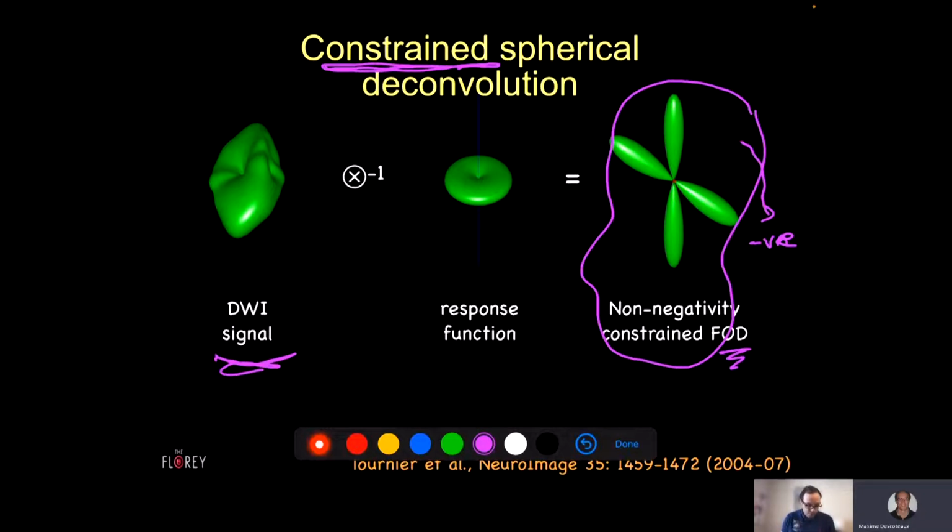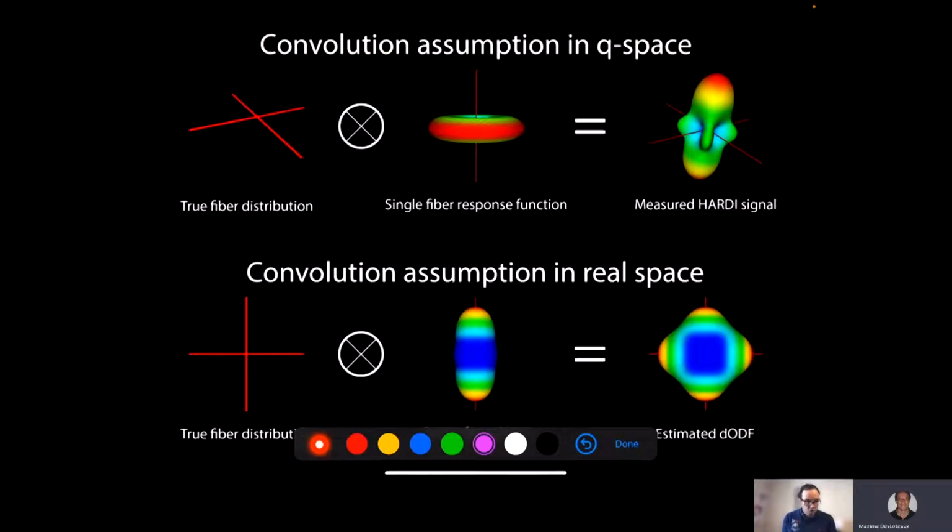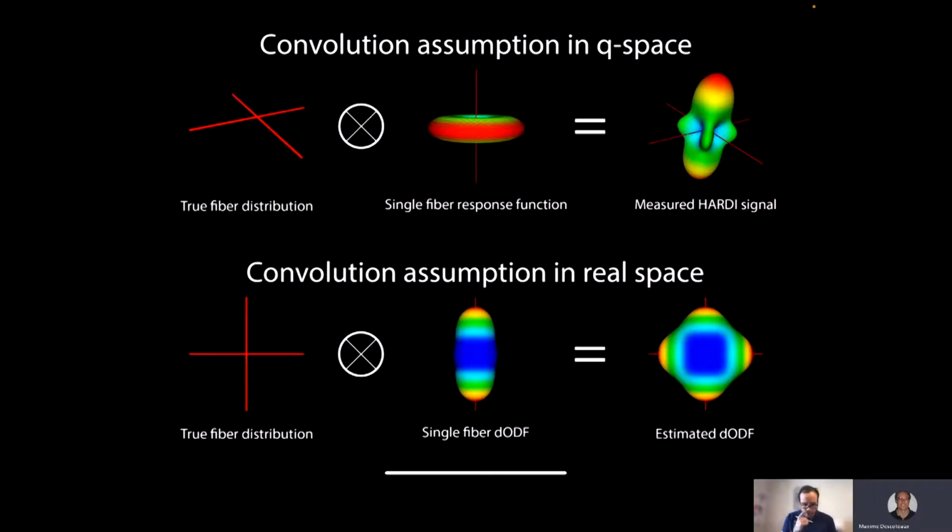And this is Donald Tournier, who made the first proposition in 2004 with the non-constrained version, and in 2007 the constrained version. So pretty much at the same time as I was doing my PhD as well. This is part of the MRtrix package, but also now, of course, in DIPY as well. So in the world of the signal, it's the convolution between a perfect ground truth fiber ODF, a donut, to produce the signal, and in the world of ODFs, like we saw before.